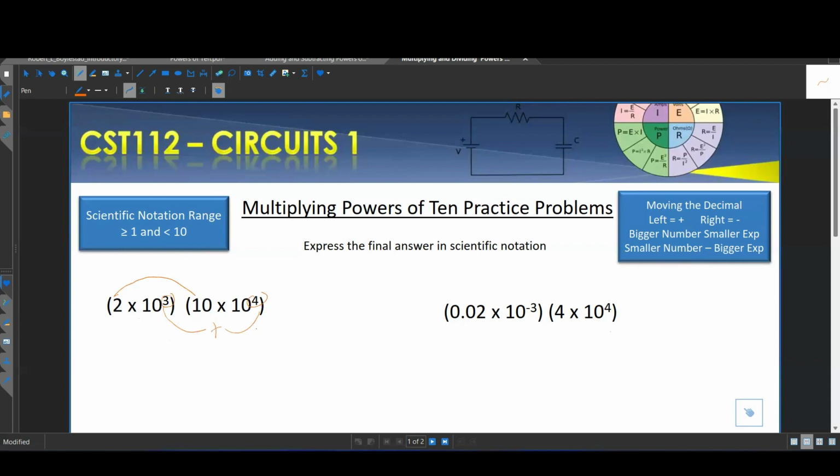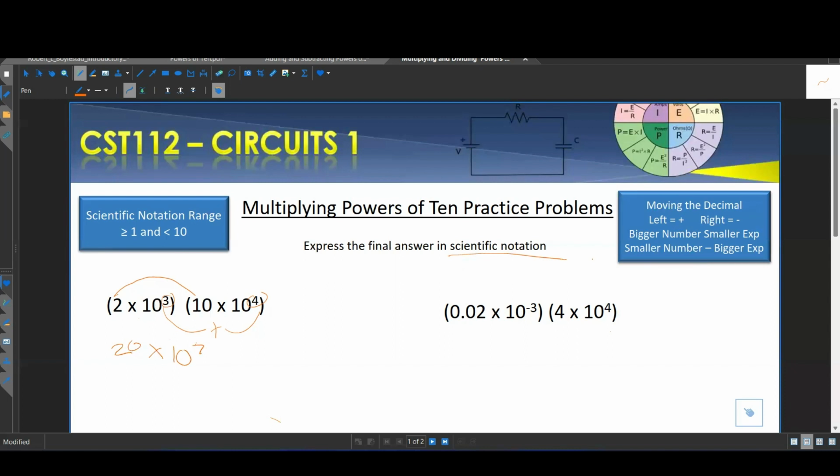All right, so let's look at this example. So 2 times 10 is 20. So here's our base 10, and now we're trying to figure out what to do with the exponent. Like I said before, all we're doing is adding them. So 3 plus 4 equals 7. So 20 times 10 to the 7. Now ask yourself, is this in scientific notation? Because that's what I want you to express your answer in.